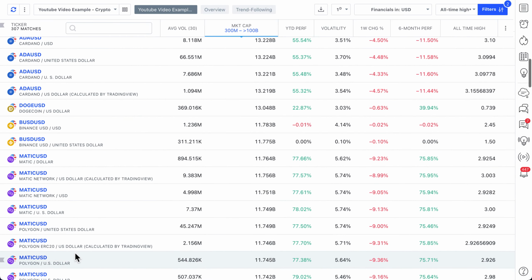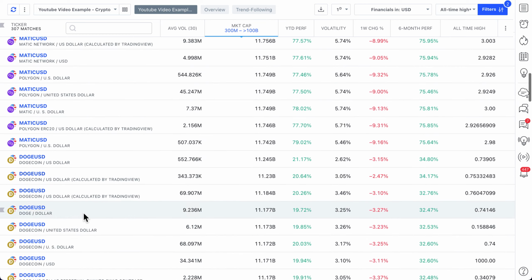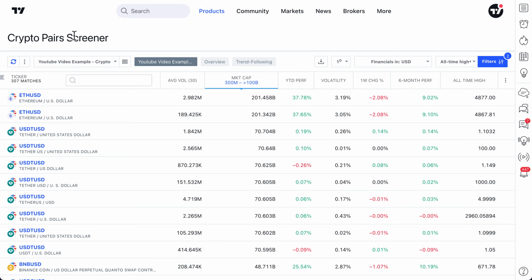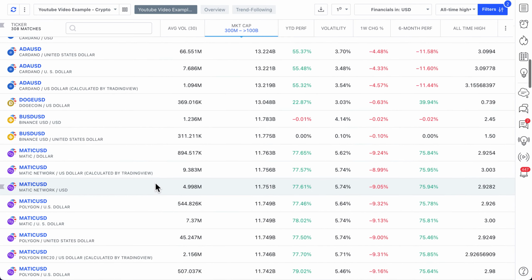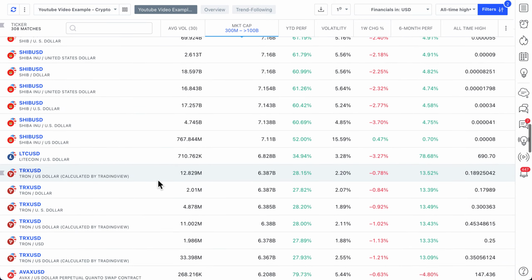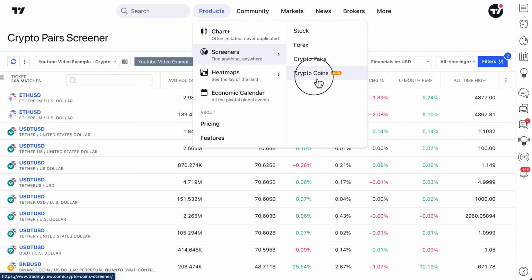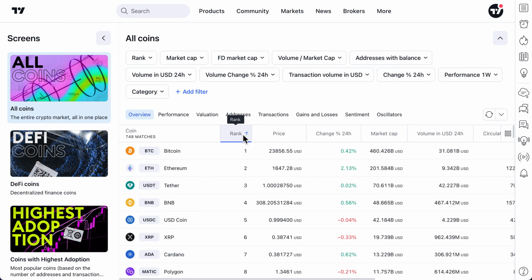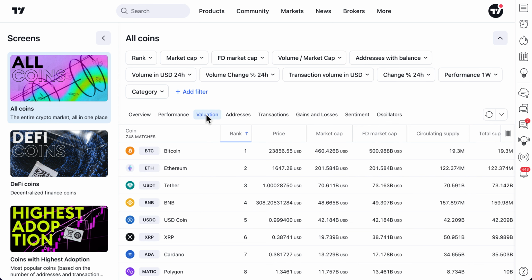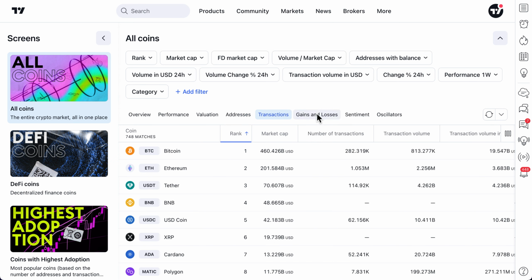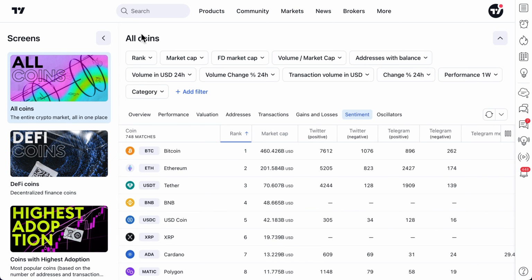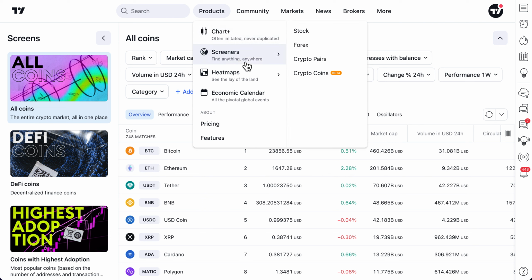And the pairs are also listed on different exchanges, so you're going to have duplicates based on the exchange. And the crypto pair screener will show you everything and anything. You can look for arbitrage between different pairs. You can look for specific stats or facts that you as a trader or investor want to see using the crypto pair screener. But if you're looking to do the deep dive that we were just showing you, if you're trying to just see a specific cryptocurrency, where it ranks, what its fundamentals are, the valuation, the addresses, transactions, gains and losses, sentiment, well, the crypto coins screener is going to be the place for you, which is also a reminder you can actually use both to really supercharge your research.